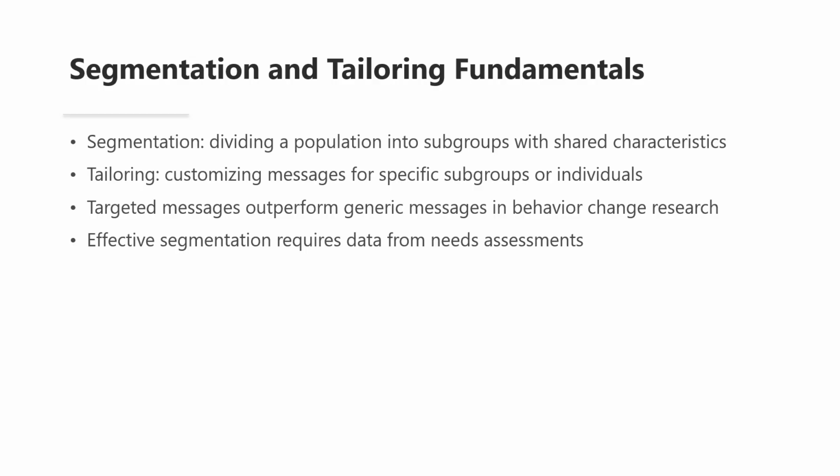Audience segmentation is the process of dividing a larger population into smaller, more homogeneous subgroups that share certain characteristics. Think of it as sorting your audience into meaningful categories so you can communicate more effectively with each group. Message tailoring takes this one step further. While segmentation groups people together, tailoring customizes the actual message content for those specific subgroups or even for individuals.